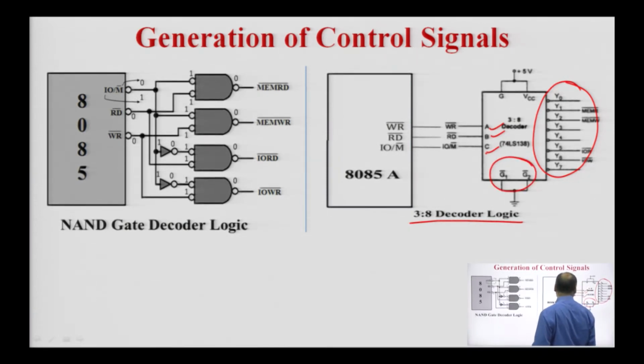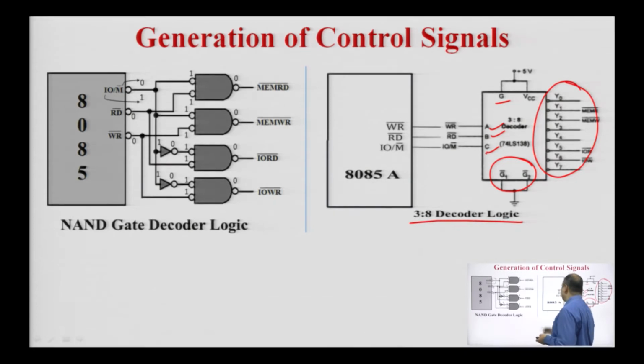which are active low and normally connected to ground, and the other control signal, G, which is connected to VCC, or the plus 5 volt supply. So, this is the basic concept of the 3:8 decoder.